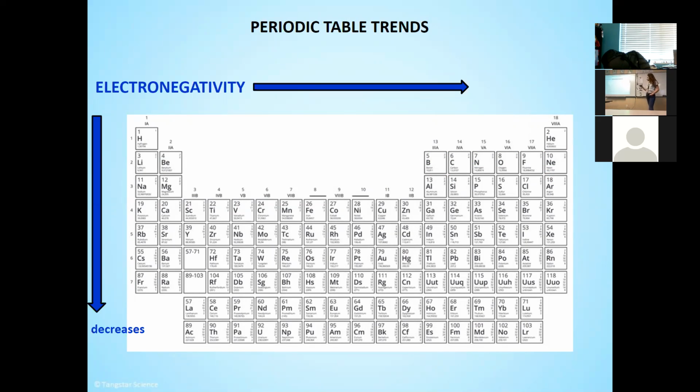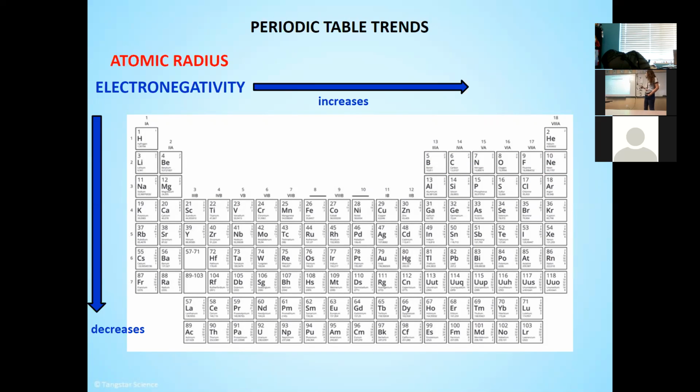Oh, wait, it goes up. I did it backwards. And then it goes down as you go down. So the one on the lower left has the lowest electronegativity, that's francium. The one with the highest electronegativity is fluorine. So francium really doesn't want extra electrons, and fluorine really, really does. So francium is highly reactive and fluorine is highly reactive. The only reason we don't have more francium compounds is because it's radioactive and it kind of disappears.